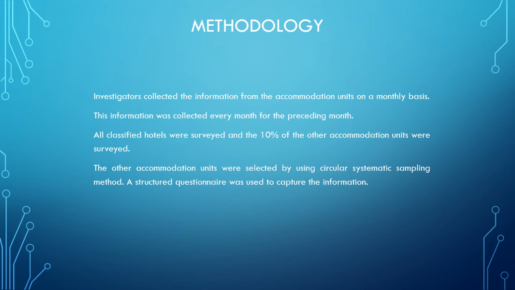Methodology: investigators collected the information from the accommodation units on a monthly basis. This information was collected every month for the preceding month. All classified hotels were surveyed and 10% of the other accommodation units were surveyed. The other accommodation units were selected by using the circular systematic sampling method. A structured questionnaire was used to capture the information.